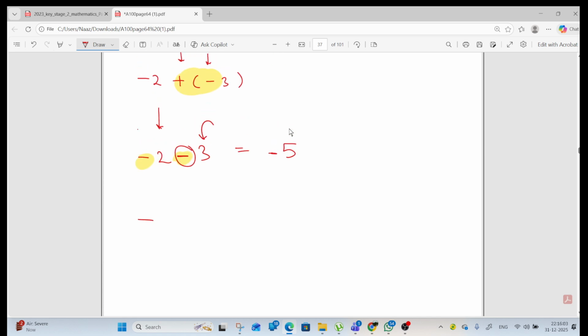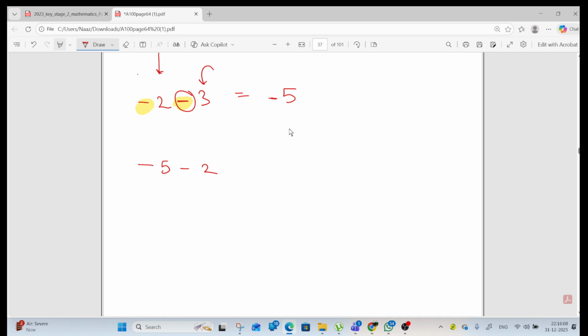Now let's say negative 5 minus negative 2. So just check, you see they both have the same sign in front of them. So whenever the same signs are there, negative negative, you need to add them. So 5 plus 2 is 7, the bigger number, 5, has a negative sign, so we will put negative in our answer.